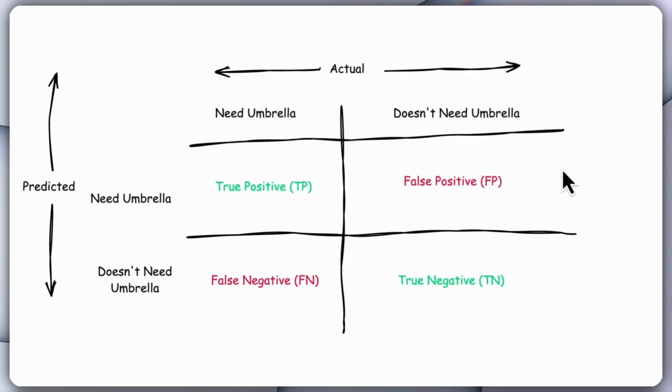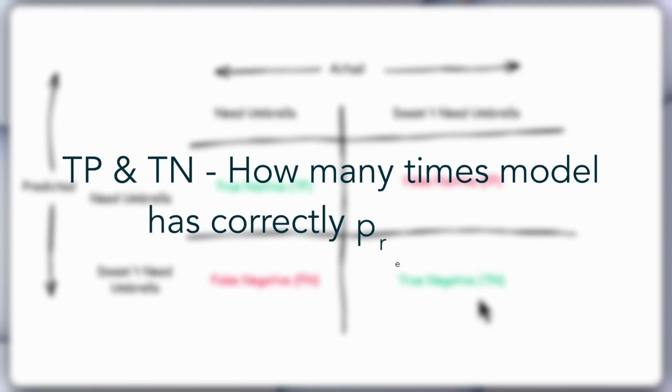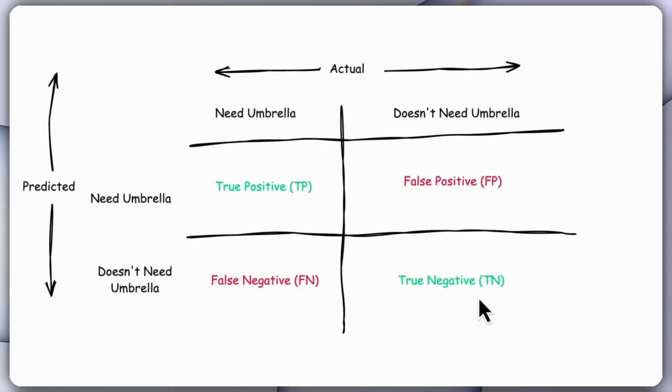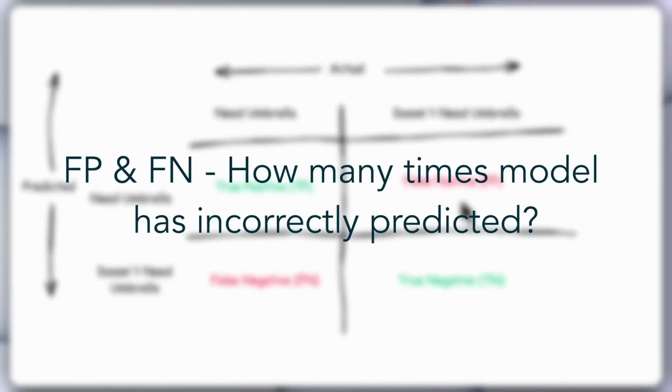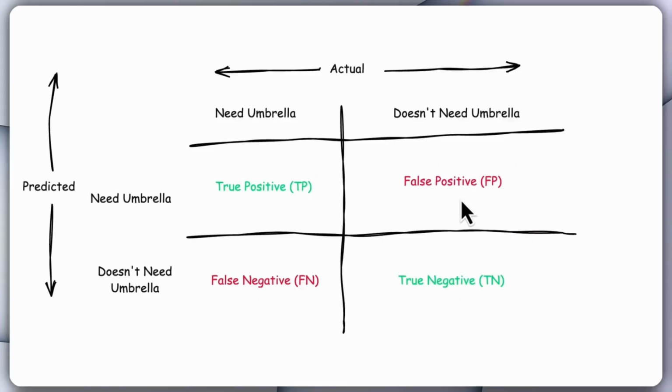The reason is true positive and true negative are the indication of how many times my model has correctly predicted. So this is a correct prediction. Whereas this red, FN and FP, the false negative and the false positive, is an indication of how many times my model has incorrectly predicted. So in a confusion matrix, this is a very important thing.